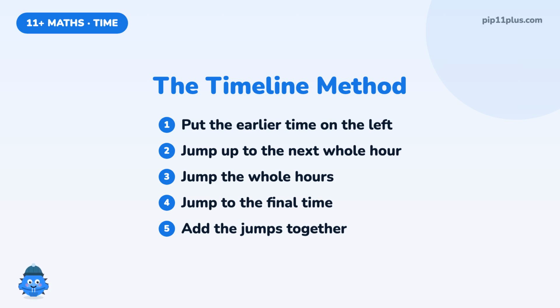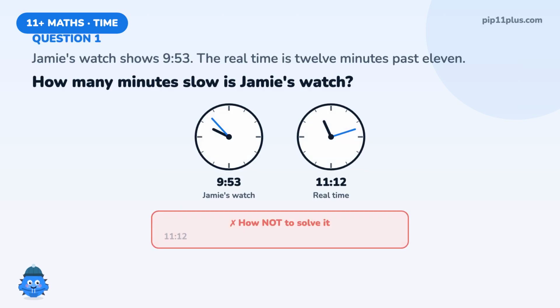Let's try it. Question 1. Jamie's watch shows 9:53. The real time is 12 minutes past 11. How many minutes slow is his watch? Here's how not to do it. Seeing, find the difference and subtracting in columns. 11:12, take away 9:53. But time runs in 60s, not hundreds, so the borrowing falls apart. Let's use the timeline instead.